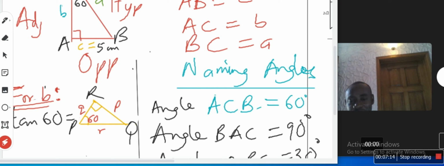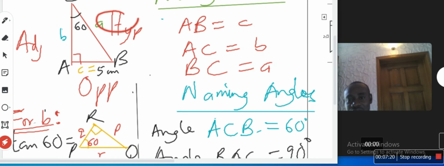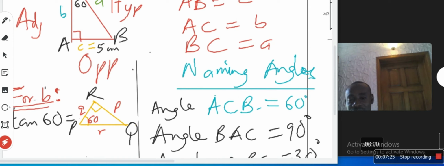R is the hypotenuse because it's facing the angle 90 degrees, just like this one too. The hypotenuse is facing angle 90 degrees. Where is the opposite? Small letter P, because it is facing the angle given, which is 60 degrees, the angle we are considering. If a different angle was given, it would have been elsewhere.